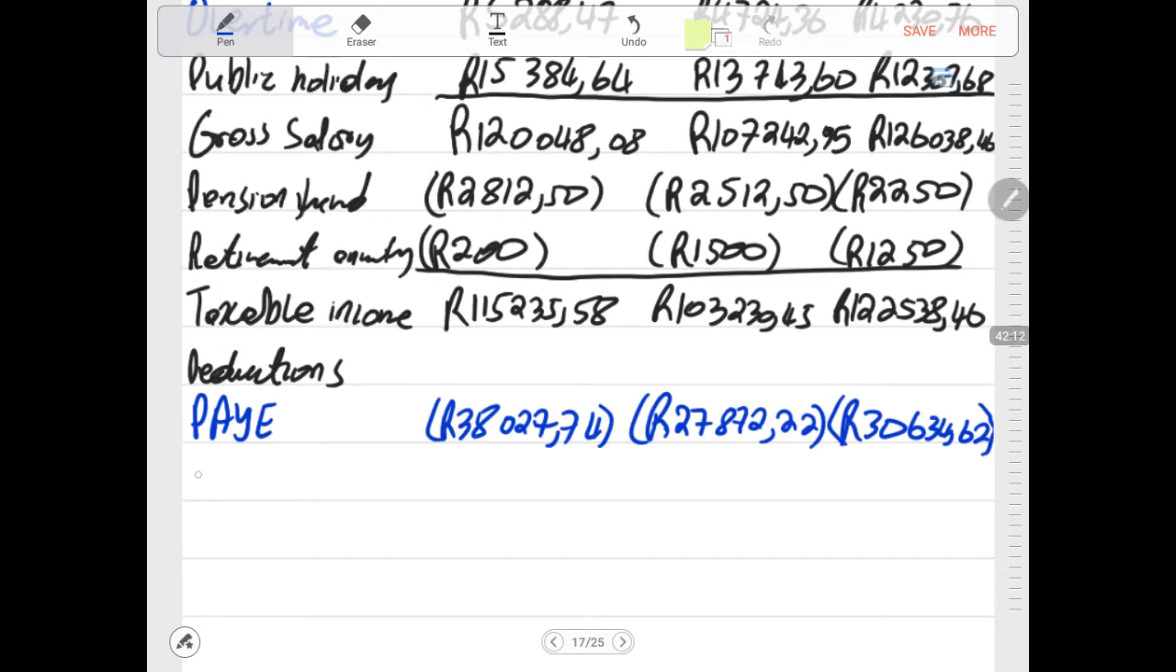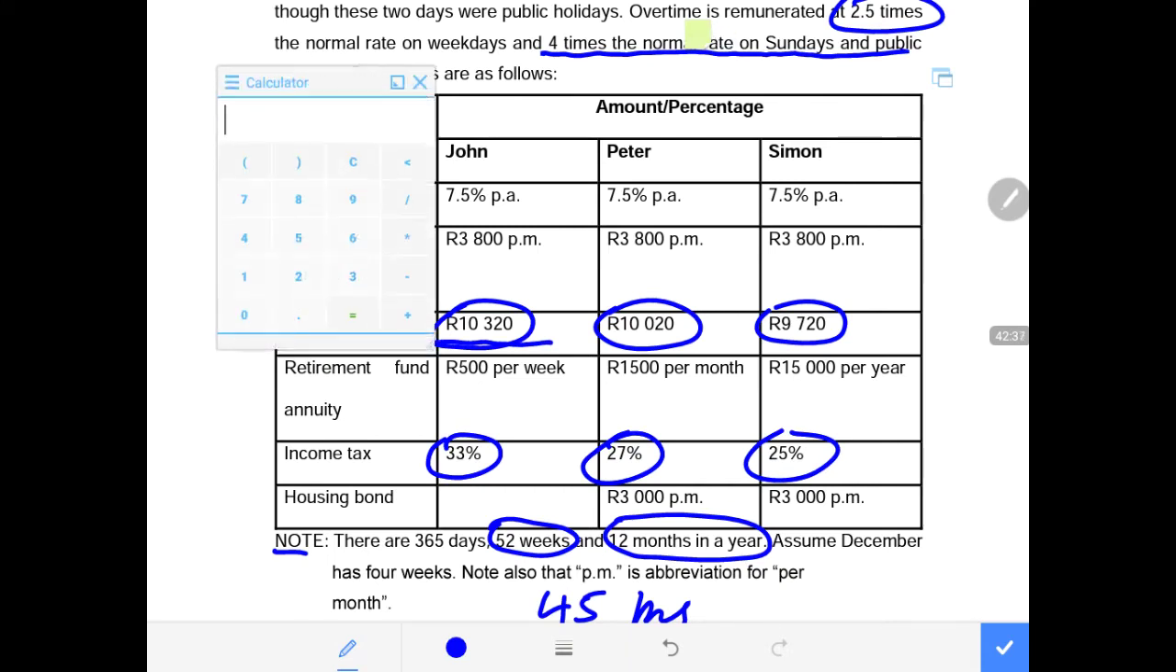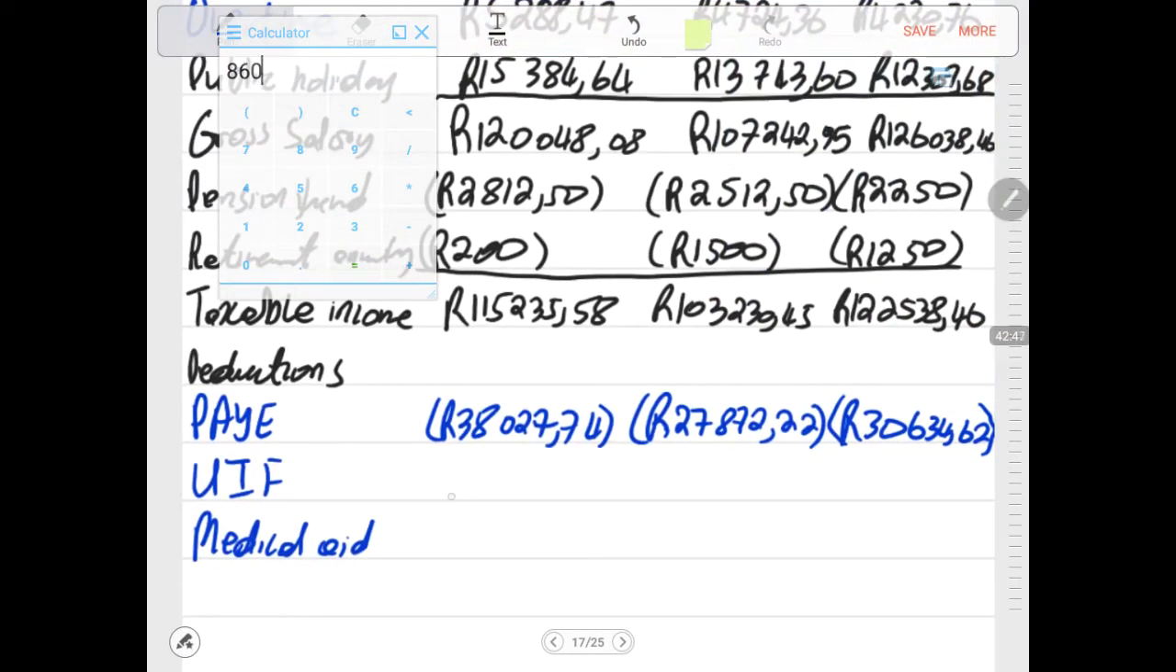Then we go to UIF, we go to medical aid. I think there must be a medical aid, and let us look at the other deductions. Normally those two are very, very popular. We do have UIF, yes, 10,320 per annum. We need it per month. 10,320 divided by 12 is 860 rands.